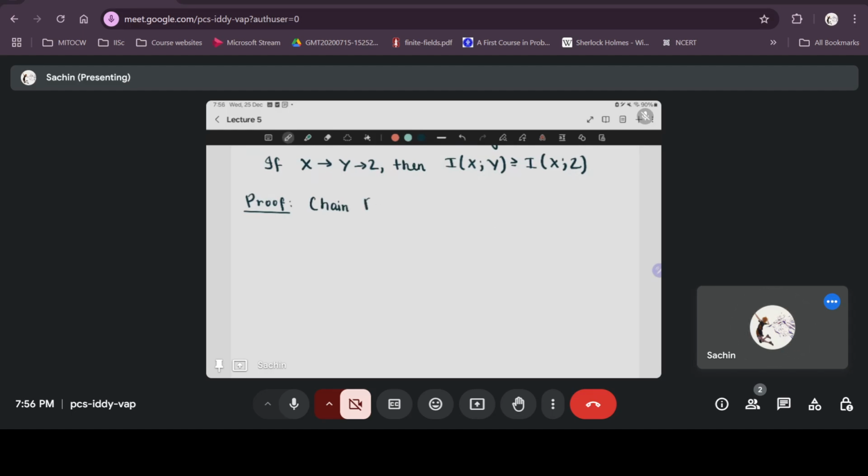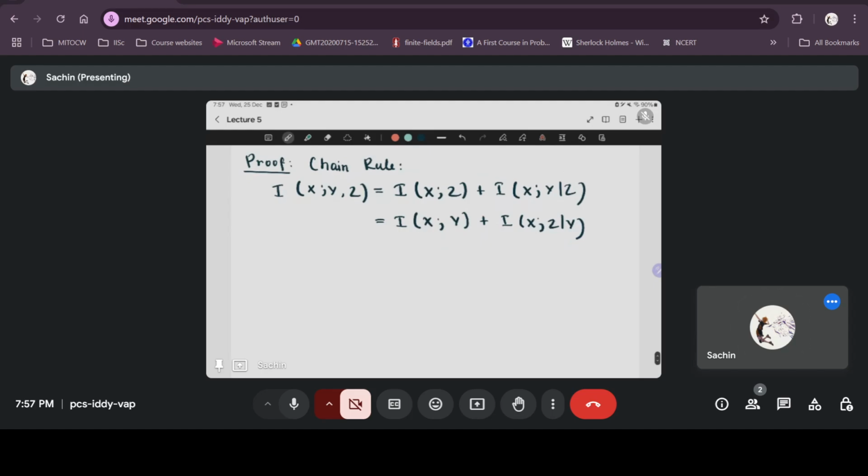We use the chain rule and we write the mutual information between X and the set YZ is equal to the mutual information between X and Z plus the mutual information between X and Y given Z. You can also write this as the mutual information between X and Y plus the mutual information between X and Z given Y. Since X and Z are mutually independent given Y, I of X;Z given Y is 0.